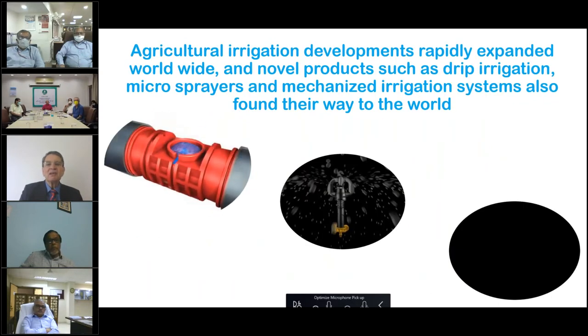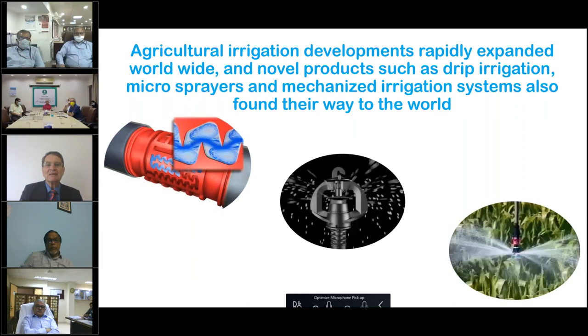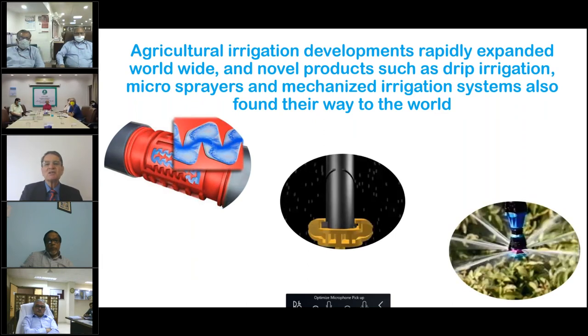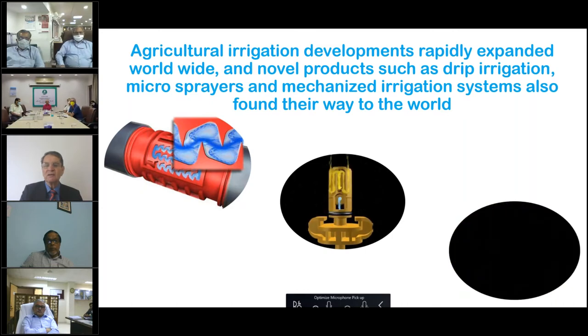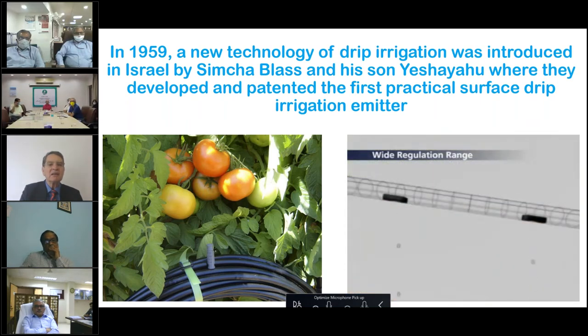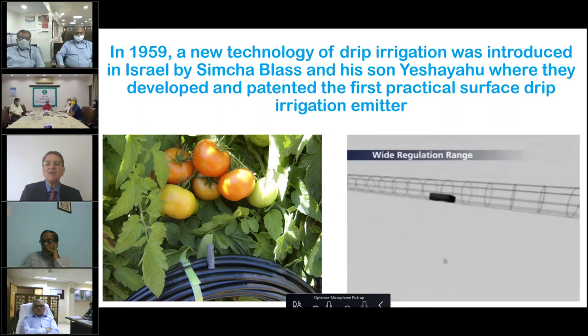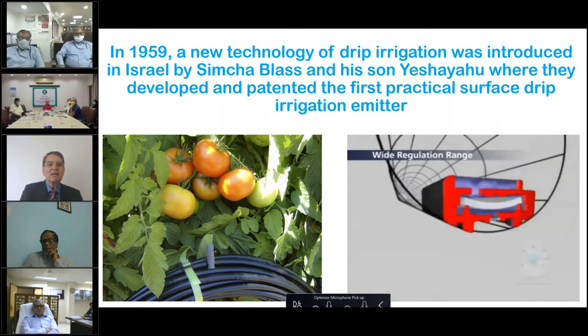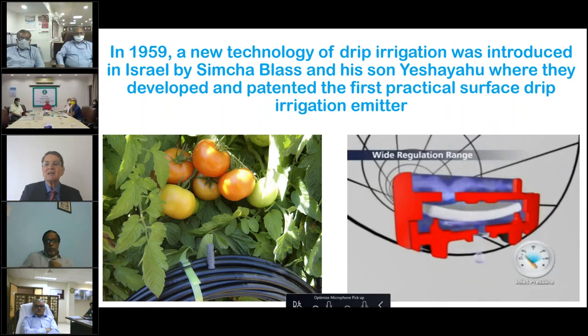But agricultural irrigation development rapidly expanded worldwide, and novel products such as drip irrigation, micro sprayers, and mechanized irrigation systems also found their way to the world. So it was only in 1955 first experimented, but in 1959 a new technology of drip irrigation was introduced in Israel by Simcha Blass and his son Yeshayahu, where they developed and patented the first practical surface drip irrigation emitter.